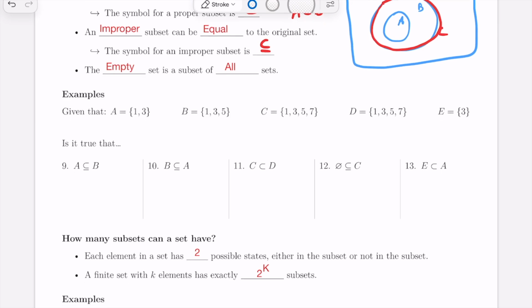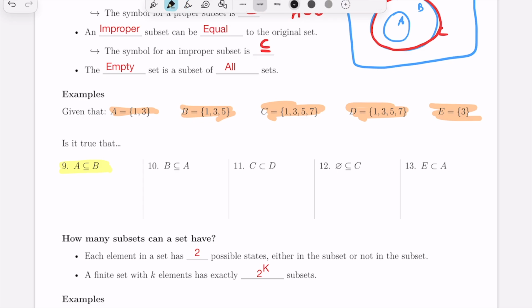Let's look here. We've got 5 different sets that we are given. We have set A, set B, C, D, and E. Those are the sets that we're going to be looking at as we start to compare these. Here on number 9, this says A is a subset of B. Are all the elements in A, do they all come from B? Yeah, they do. This looks to be a true statement.